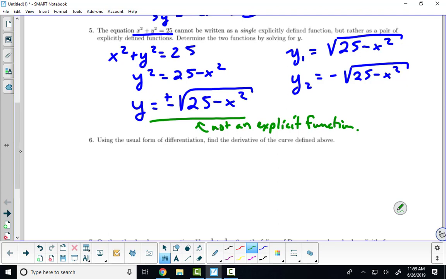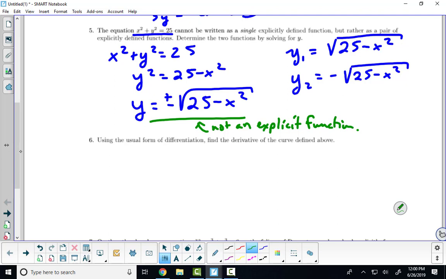Why is that not an explicit function? Because it has multiple solutions for y. Yeah, the definition of an explicit function is that for one given input, there is one given output. But if I were to plug in, say, 0 for x, what are my outputs? Both 5 and negative 5. So that is not an explicitly defined function. In terms of vocabulary you've used before, it fails the vertical line test.